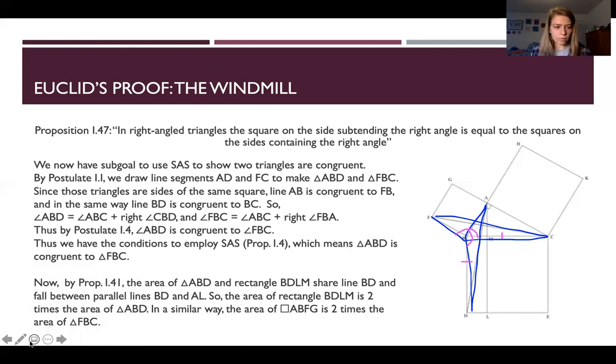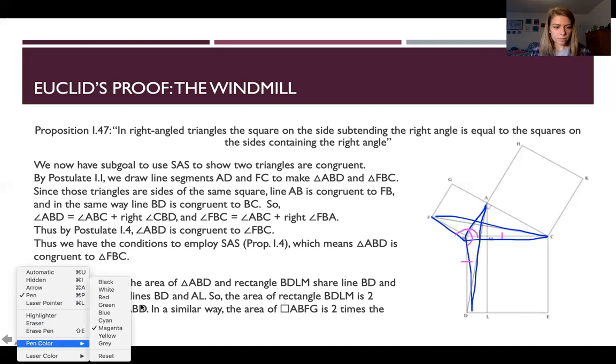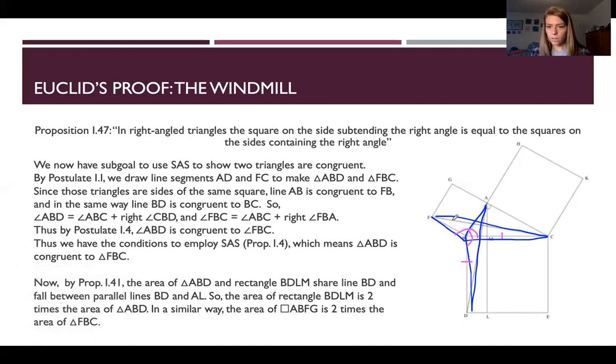Okay, and we also have here that these two sides are congruent because they're also on the side of the same square. So it's the same way. So now we have two congruent sides with a congruent angle. And so by proposition 4, which is side angle side, triangle ABD is congruent to triangle FBC.